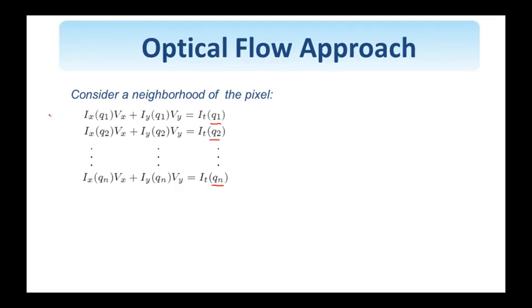Then for each pixel location, I write the optical flow equation. So this is the spatial derivative in the x direction at the pixel location Q1, the spatial derivative of the intensity in the y direction, again at pixel Q1, and this is the temporal derivative at pixel location Q1. So I do this same thing. These are the optical flow equations for the location Q2 all the way to the location Qn. If n is equal to 2, then I have two equations in two unknowns.